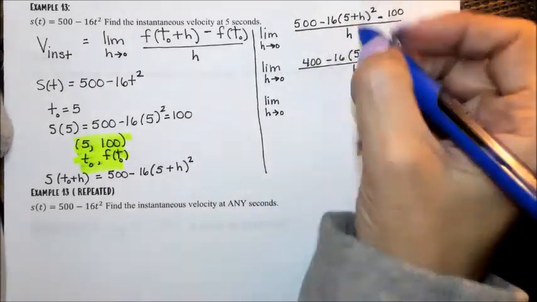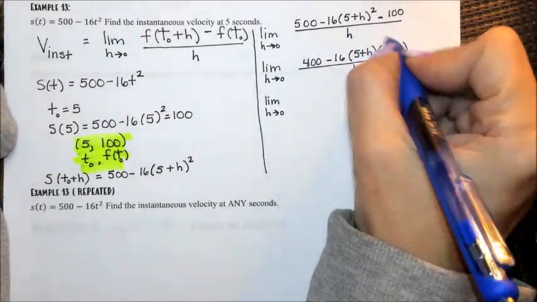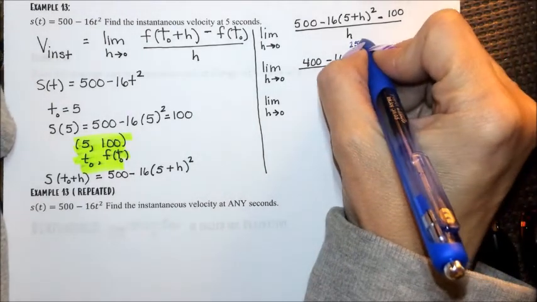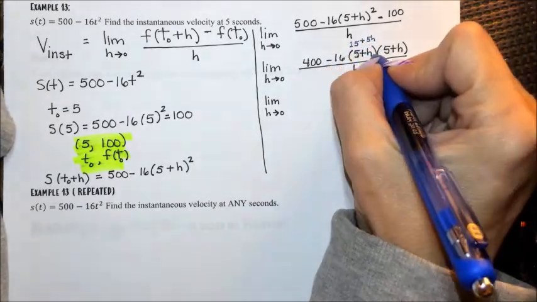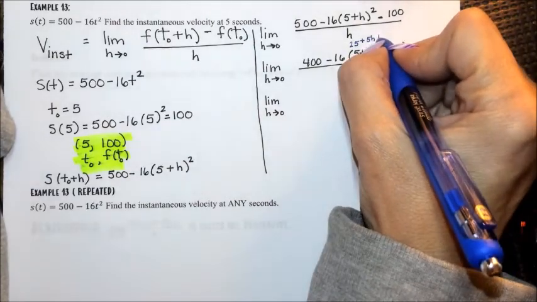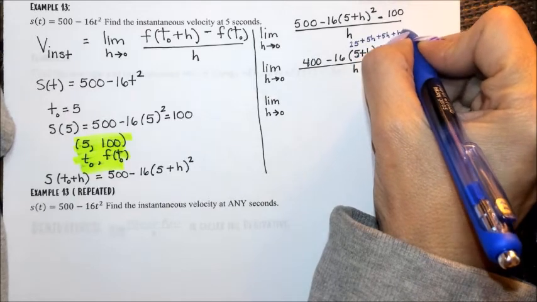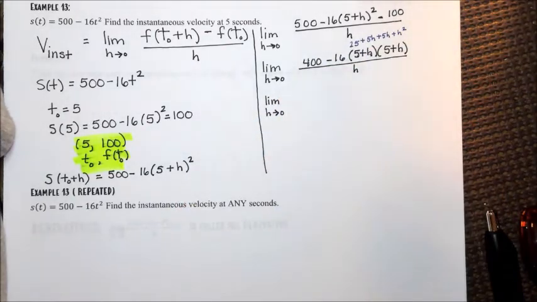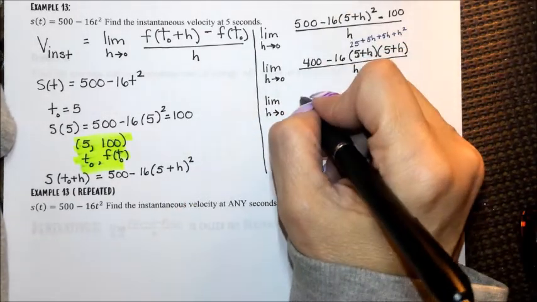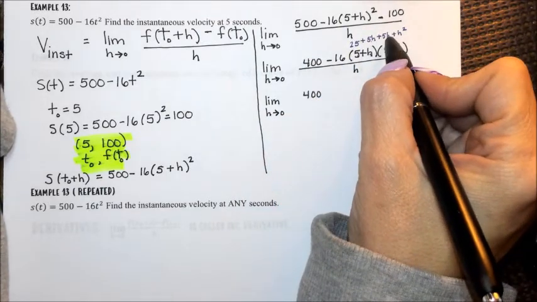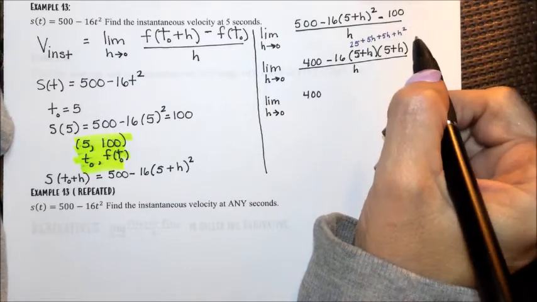Here's what I'm going to do. I'm going to actually kind of cheat a little bit. 5 times 5 is 25. 5 times h will be plus 5h. h times 5 will be plus 5h. h times h will be plus h squared. So I'm going to write that down here. That's 400. 5h and 5h give me 10h. So I'm going to keep that in the back of my mind.